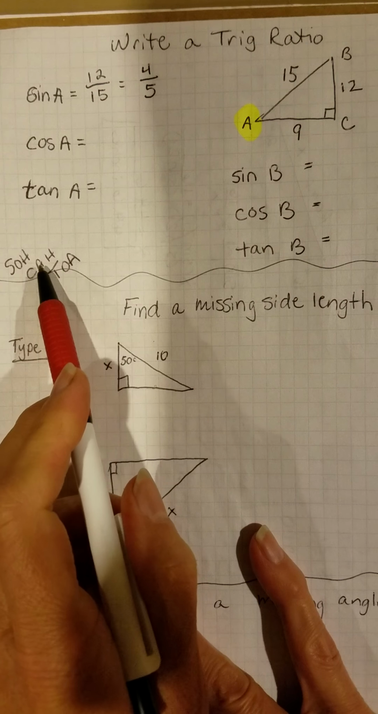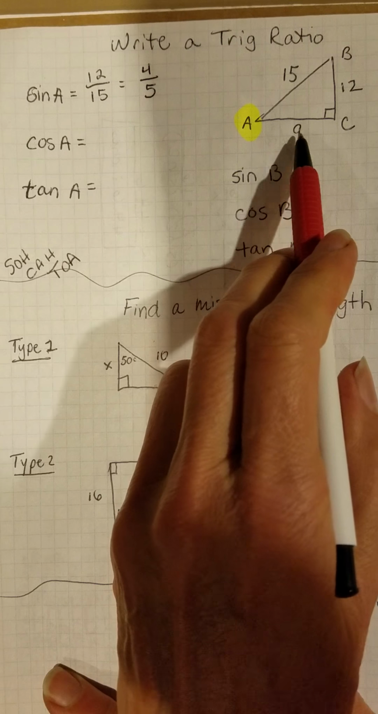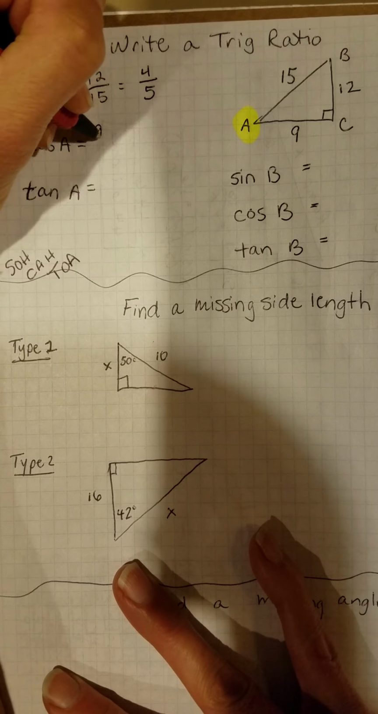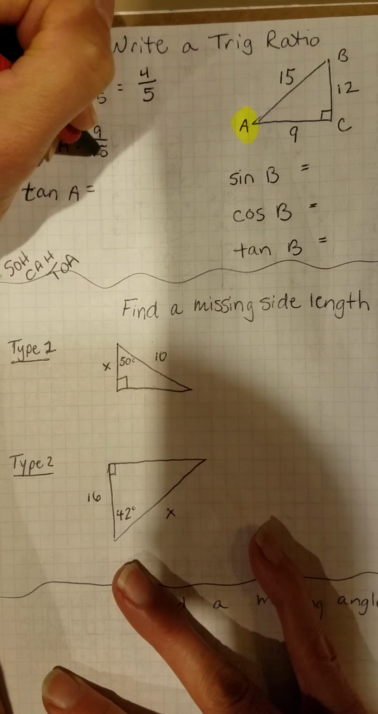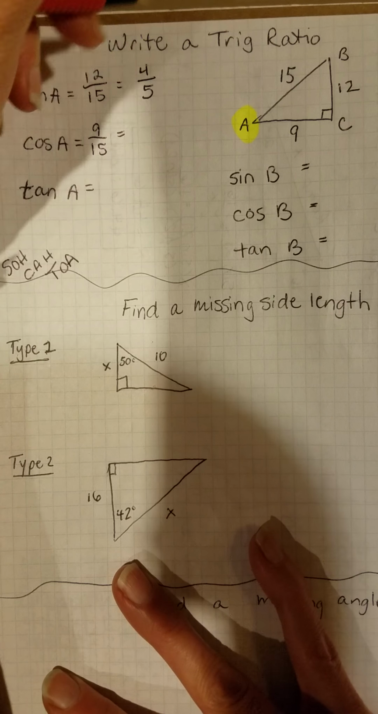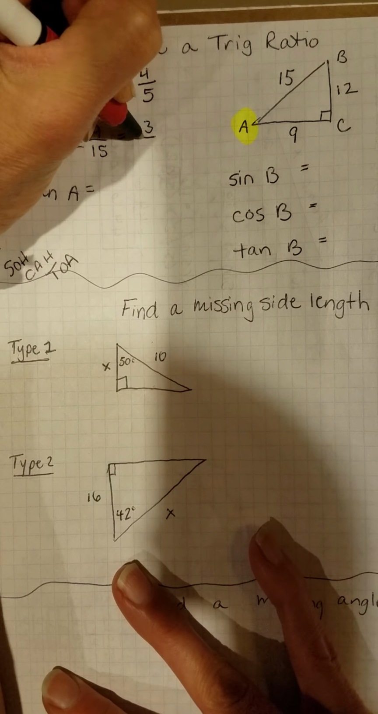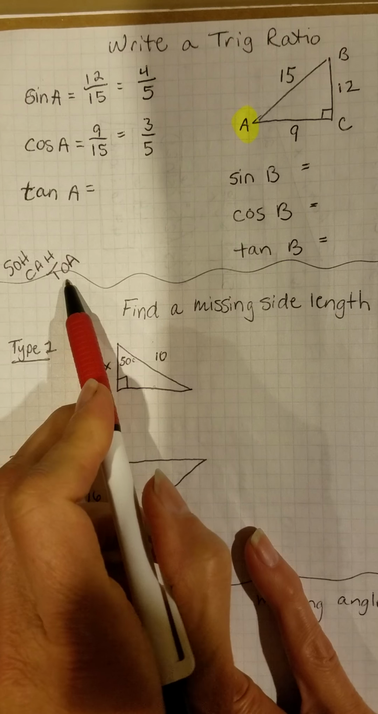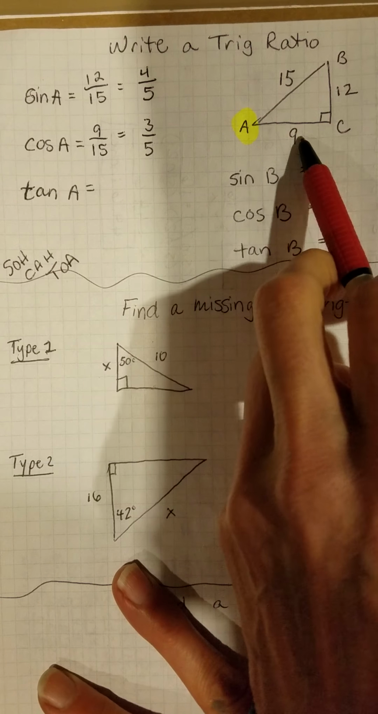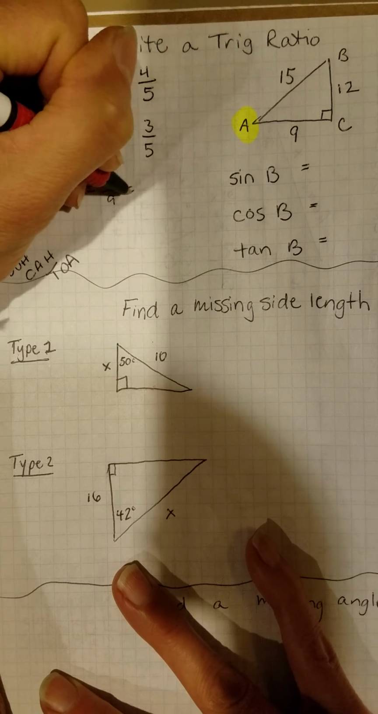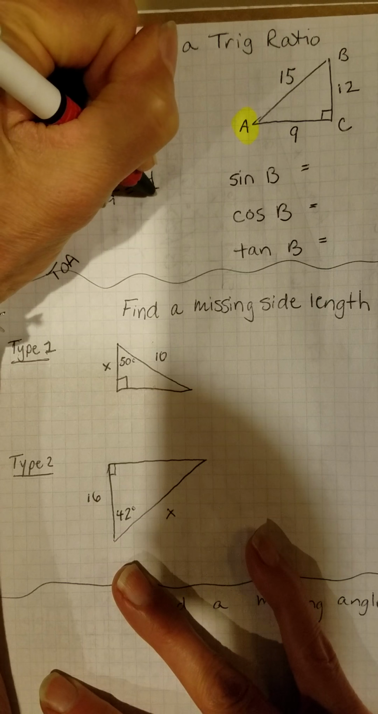Cosine, adjacent over hypotenuse. So that is side length 9 over 15. Both numbers are divisible by 3, so we have 3/5 is cosine. Tangent, TOA, opposite over adjacent. So that is 12 over 9, which simplifies to 4/3.